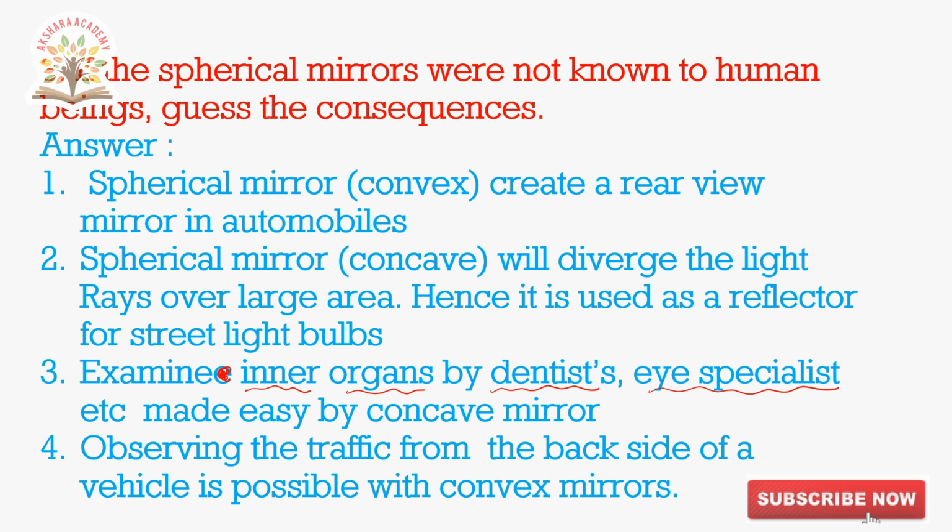Next, observing the traffic from the back side of a vehicle is possible with a convex mirror. By using a convex mirror, we can observe the traffic coming from the back side of a vehicle. So it is easy to observe traffic by using a convex mirror.